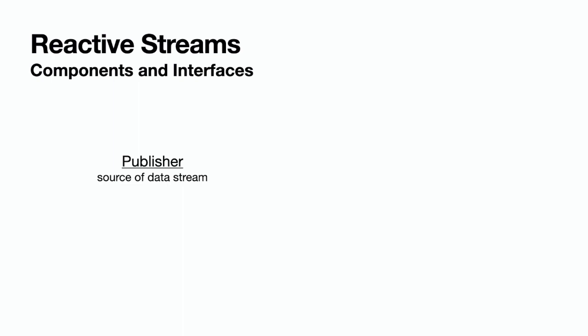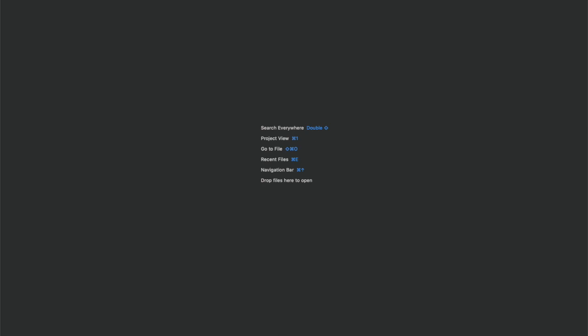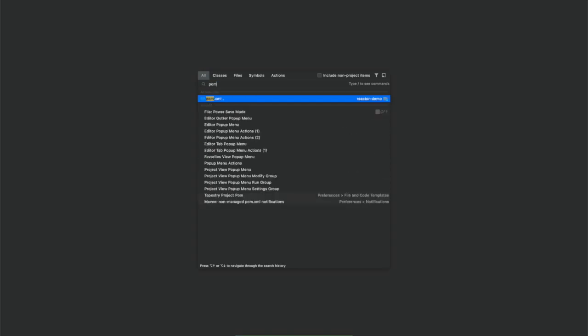In reactive streams, a publisher is a source of data and a subscriber is a consumer of the data. A subscription connects the publisher and the subscriber, and there can also be any number of processors or processing modules along the subscription. Let's write some code to explore reactive programming with Reactor 3.